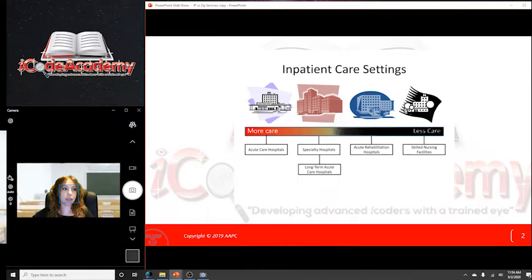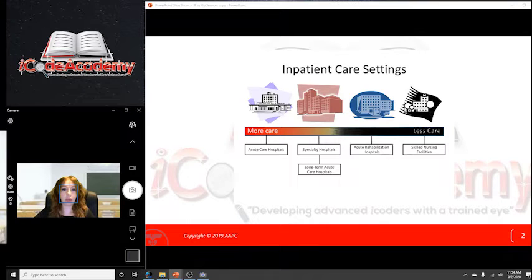So here you can see that we're going to start off with inpatient, and our inpatient settings can widely vary depending on the type of care the patient's needing. So obviously the type of settings that have the most care are going to be your acute care hospitals, your large hospitals that do everything from deliveries, major surgeries, ICUs. Those are going to be your acute care type of inpatient settings.